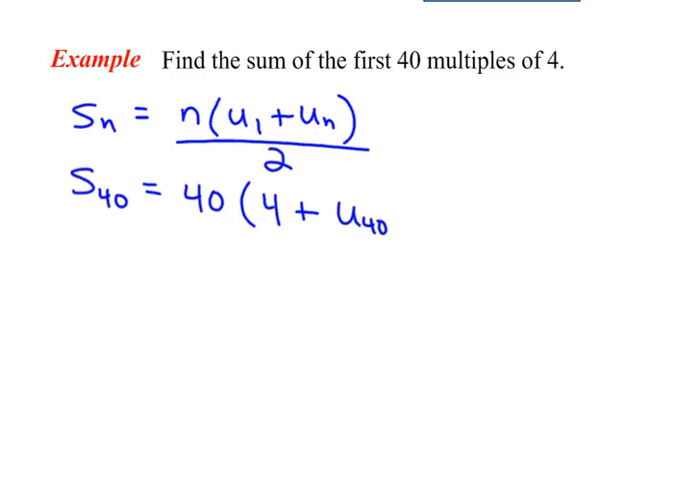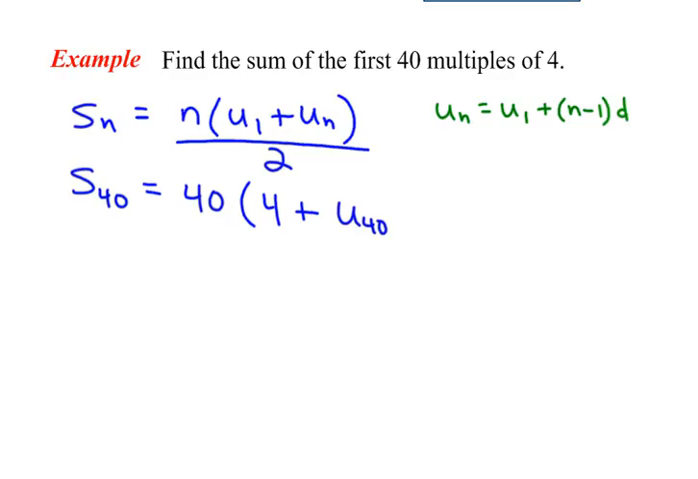This is the point where we have to find the 40th term, so we think now in terms of a sequence. Okay, multiples of 4. So if we start at 4 and add 4 on, we get 8. Then we add 4 again and we get 12. Then we add 4 again and we get 16. So the multiples of 4 is actually an arithmetic sequence with a common difference of 4. So our explicit formula for an arithmetic sequence is u sub n equals u sub 1 plus n minus 1 times the common difference.